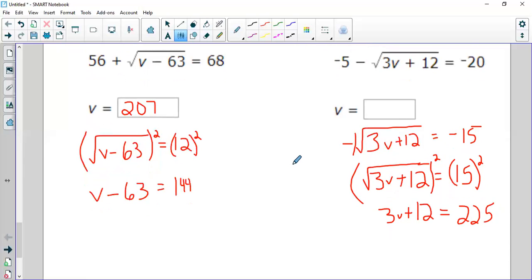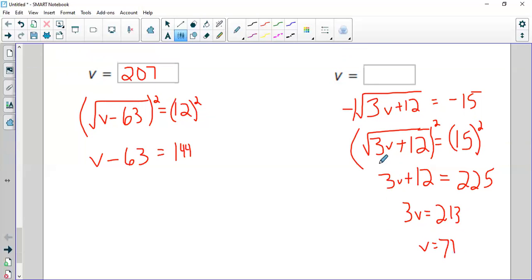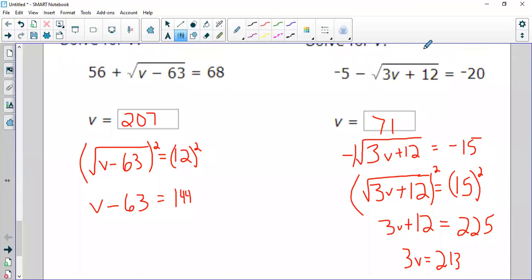Now I've got myself a two-step equation. Simple to solve, though. Subtract 12 from both sides. So 3v is equal to 213. And then divide by 3, and v is equal to 71. v is equal to 71. That's how you solve radical equations. Go ahead and give it a shot.